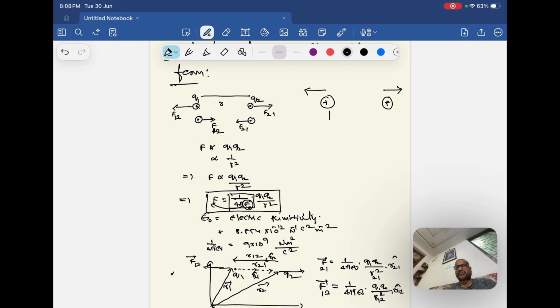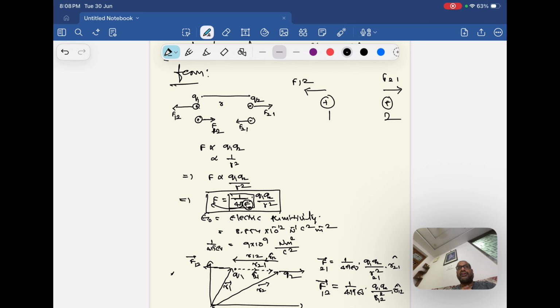So if I say this is the first charge and this is the second charge, the force on 1 because of 2 will be like this, and the force on 2 because of 1 will be like this. That's what I have shown in the diagram. Some separation is R.